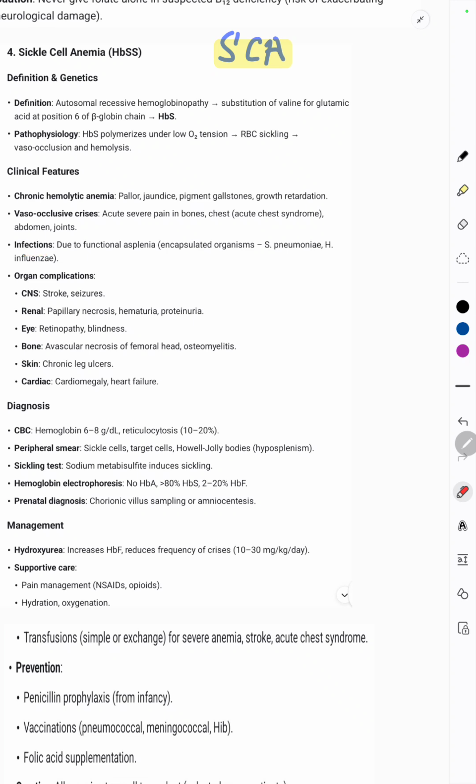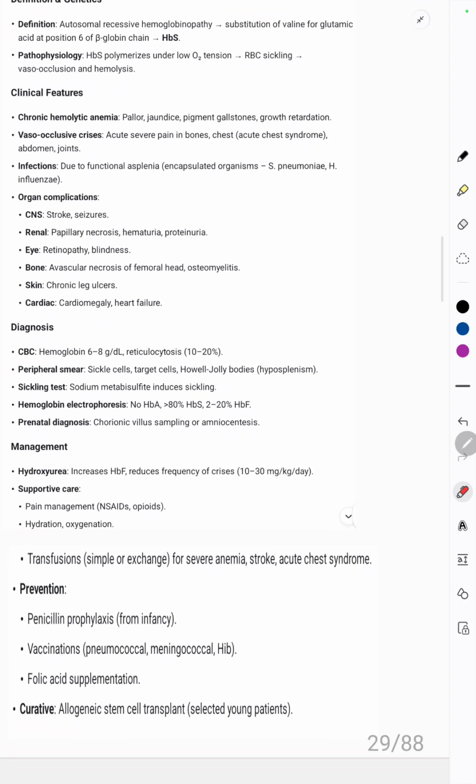Then organ complications: in the CNS, it leads to stroke and seizures. In the renal system, it leads to papillary necrosis. In the eyes, it leads to retinopathy, blindness. In the bones, it leads to avascular necrosis of the femoral head, as well as osteomyelitis. Then squaring of the small digits happens, and in the skin, it leads to chronic leg ulcers, and cardiac complications will be cardiomegaly. Then the diagnosis, again, is made by CBC, where there will be anemia, and peripheral smear.